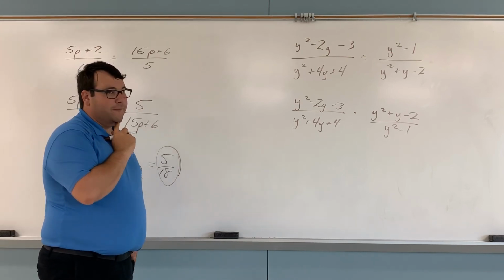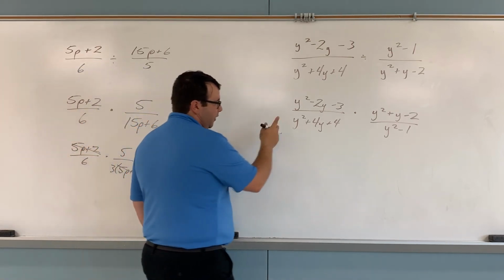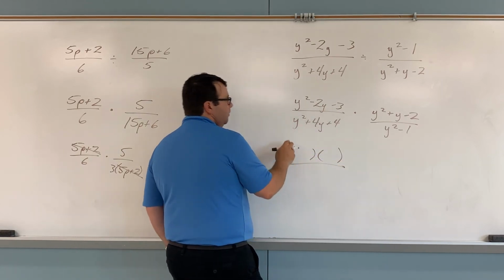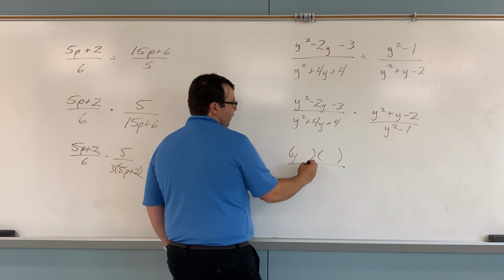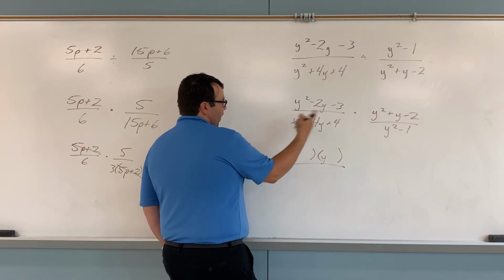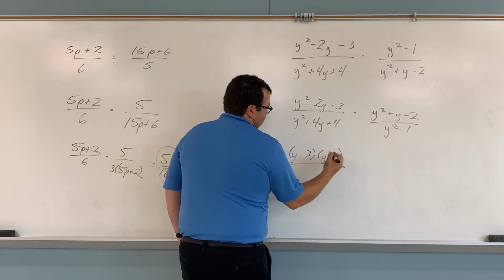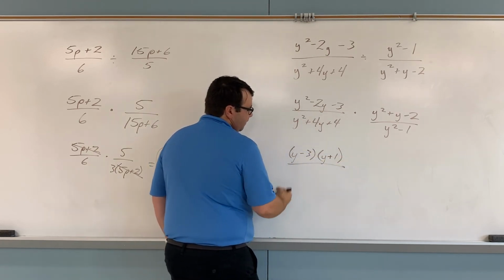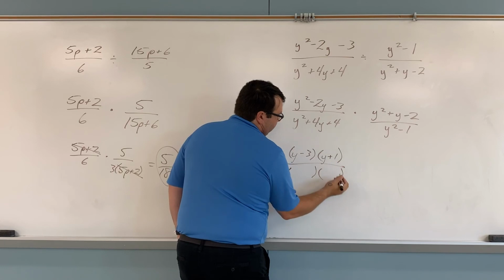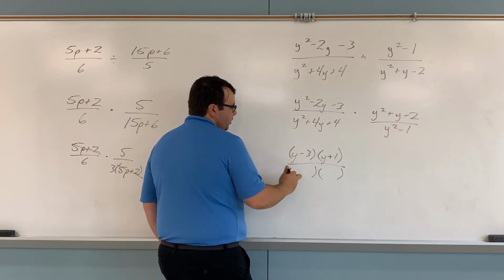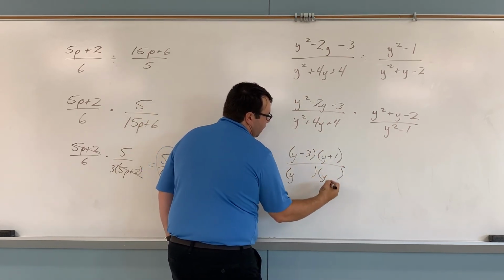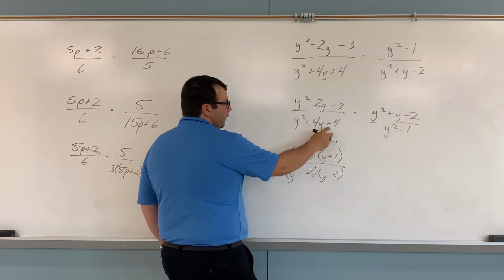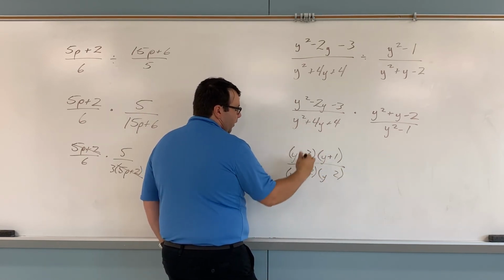I am now going to factor. So let's factor everything that I can. For my numerator on this side, y and y, 3 and 1, signs are opposite and the greater is negative. For my denominator on this first rational expression, y and y, factors of 4, 2 and 2 that I want to use. Signs are the same. They're both positive.